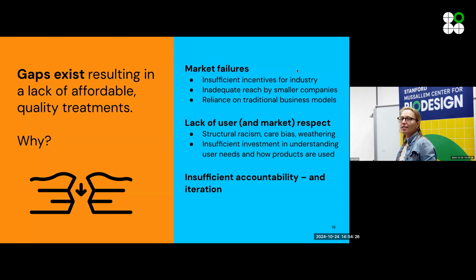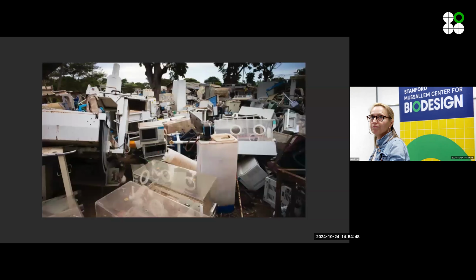And then the last thing is insufficient accountability and iteration. This is my polite way of being a little bit judgmental about the global health funding community. We see investment getting put into things that a lot of times don't work, and instead of talking about it or ending those investments, we kind of keep going. So there isn't the same accountability that we might have in other sectors. We should be more open about lessons learned.